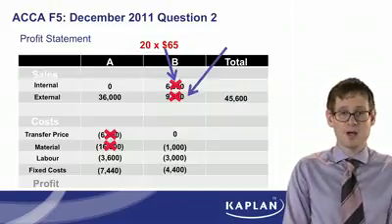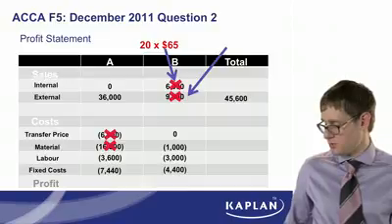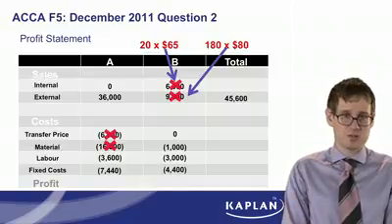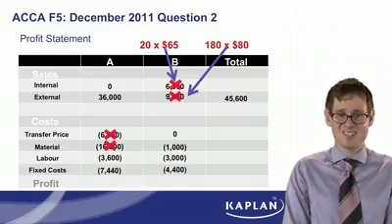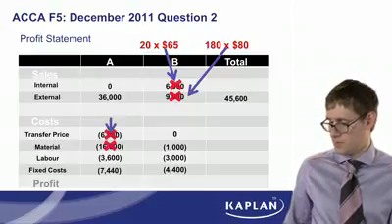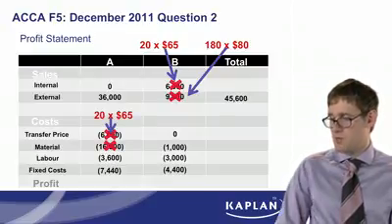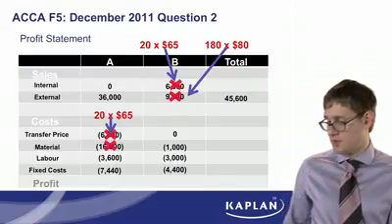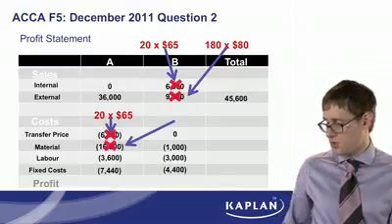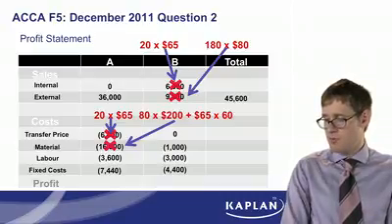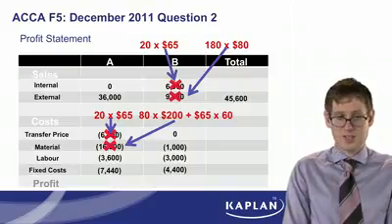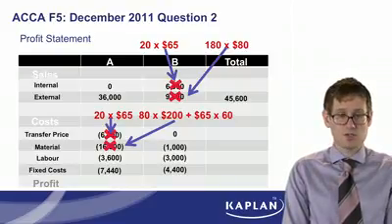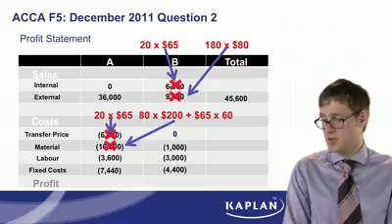We'll also be making a higher amount of external sales. There'll be 180,000 now of external sales at $80 each. In terms of transfer price, remember that must match what we had above, so we have 20,000 times 65. The new material cost, though, represents the products bought externally for $65, and we're going to buy 60,000 of these.